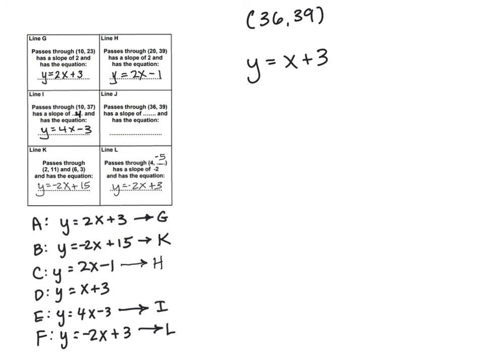All right, so this is the last one. This has to match, right? D has to go with J because that's the only one that's left. But let's make sure, because you never want to assume, right? Because you know what that makes us? Well, I'm not going to say. So y is 39. And if this is true, then 36 plus 3 would have to equal 39, which it does, which means that we are correct. Let's fill this in. It has a slope of 1, and the equation is y equals x plus 3. And that, my friends, is how you complete the assignment.